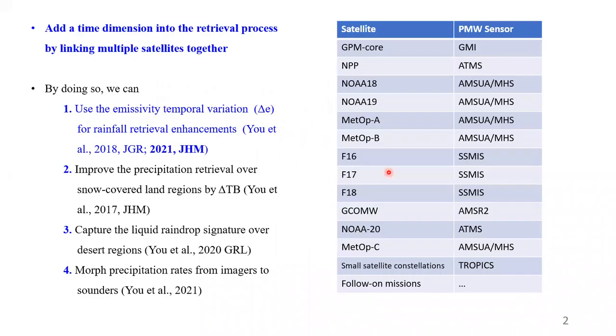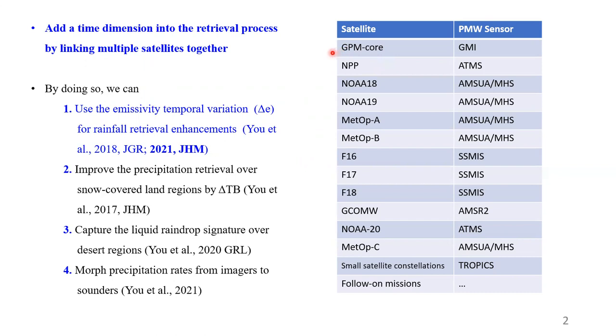In the past several years, we have been working on a concept of adding a time dimension into the retrieval process by linking several satellites together, especially in the GPM satellite constellation. By doing so, we have several applications. For each application, we have publications. Today, I'm going to highlight our recent work from the emissivity temporal variation perspective.